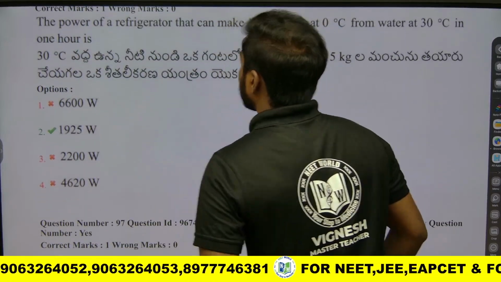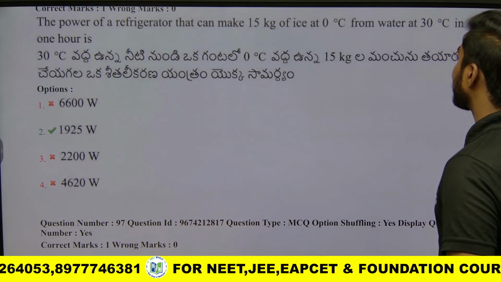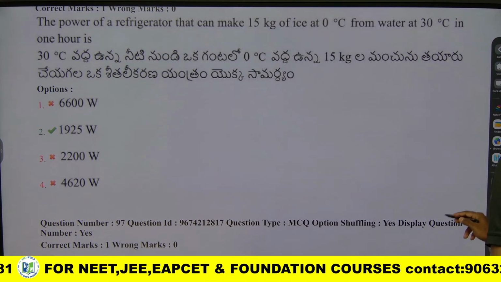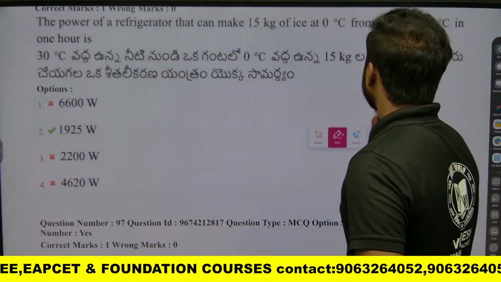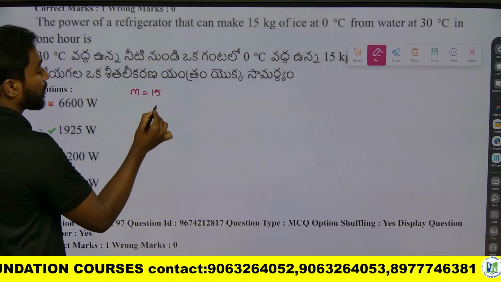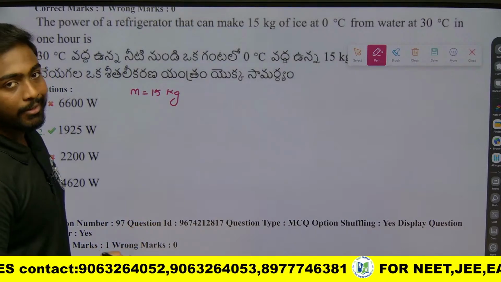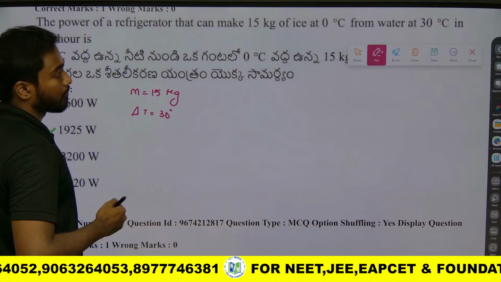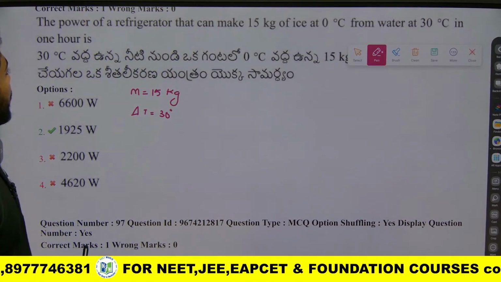Yes. The power of a refrigerator that can make 15 kg of ice at 0 degree Celsius from water at 30 degree Celsius in 1 hour. Okay. What are the given terms we will write here? The given terms: 15 kg of ice, m is equal to 15 kg. So from 0 degree to 30 degree Celsius, right? So the change in temperature is 30 degree, 30 minus 0, 30, right? And then from water, okay.